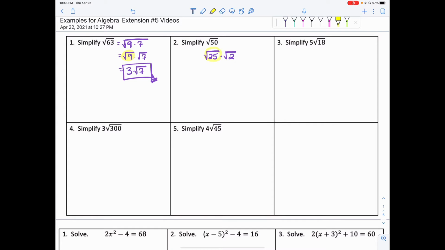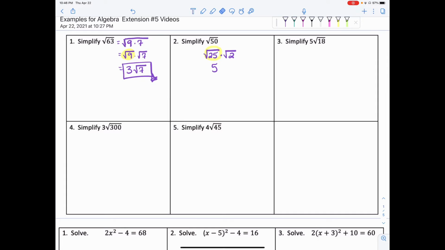So again, I can simplify the square root of 25. The square root of 25 is 5, so I would get 5 times the square root of 2. We don't actually need that multiplication symbol there. Remember, when two things are written beside each other with no symbol, it's understood to be multiplication. So we could just put 5 root 2. 5 times the square root of 2 is how we could say that as well.